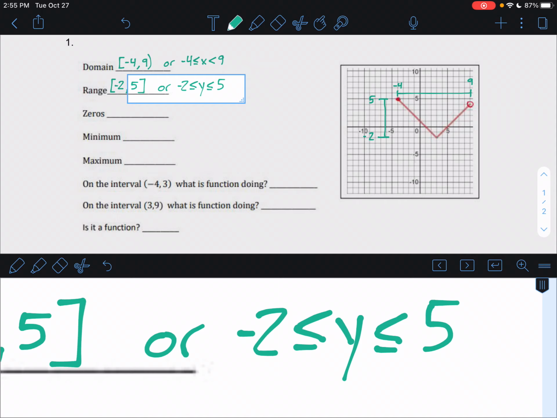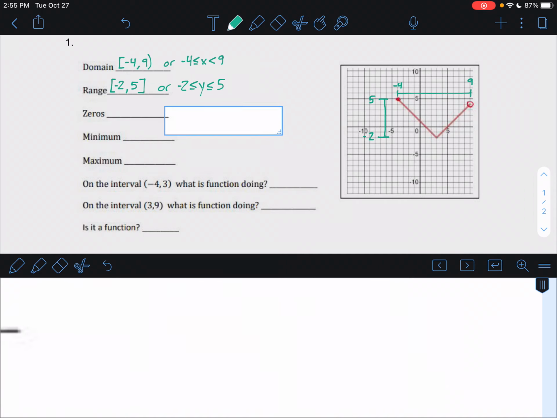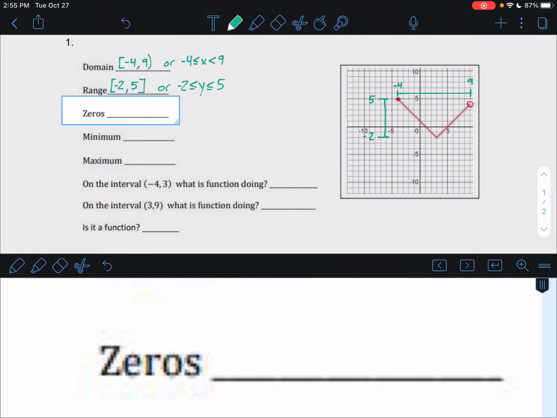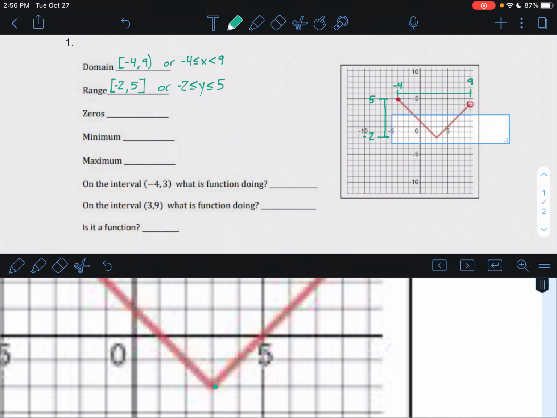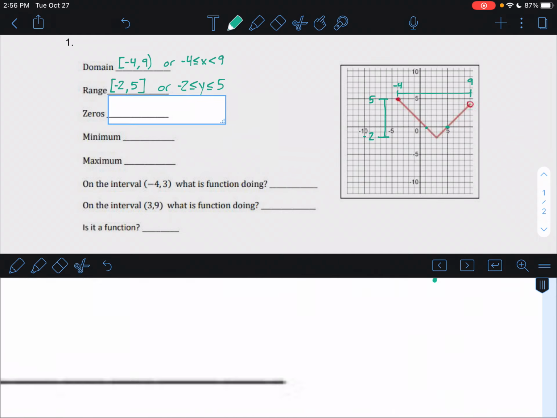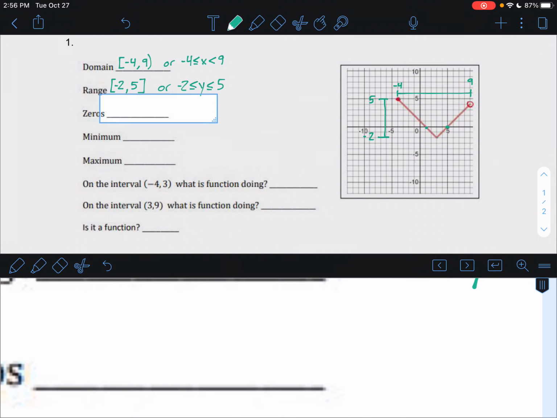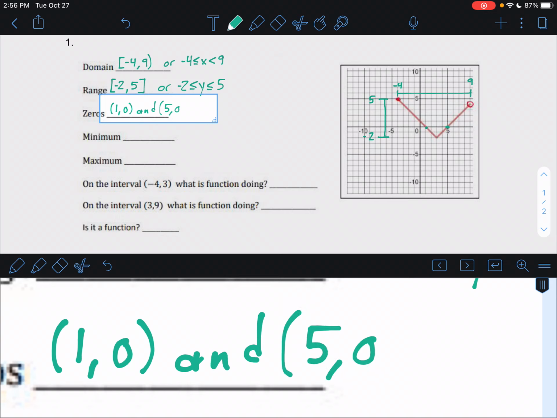All right, so the zeros, remember that is where it crosses the x-axis, so our x-intercepts. We have one there, we have one there. So our zeros would be, was that 1 and 5? So (1, 0) and (5, 0). The reason I wrote those with parentheses is because they're just points. It's just a point. It's not an interval.